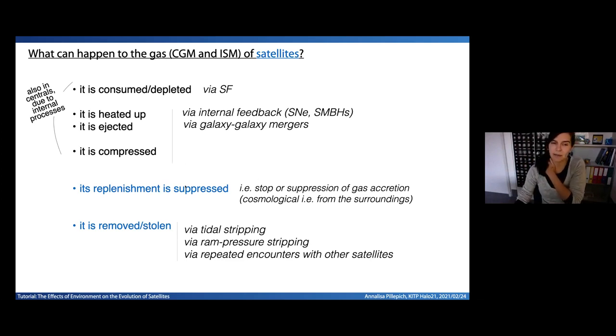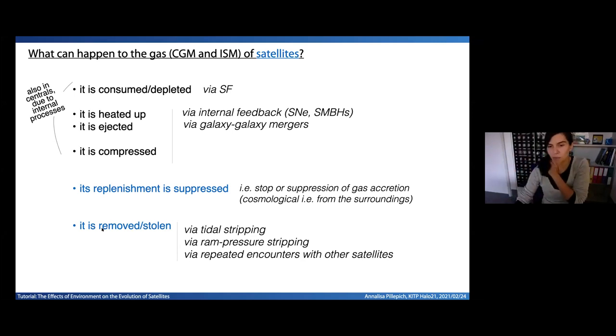For satellites, the replenishment of gas can be suppressed, in the sense that it can be stopped. The gas accretion, cosmological or from the surroundings, can be stopped just because they are flying in the potential well of a more massive object. And gas can be removed via tidal stripping, via ram pressure stripping, or via repeated encounters with other satellites.